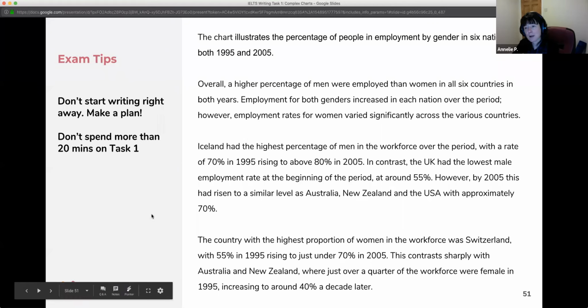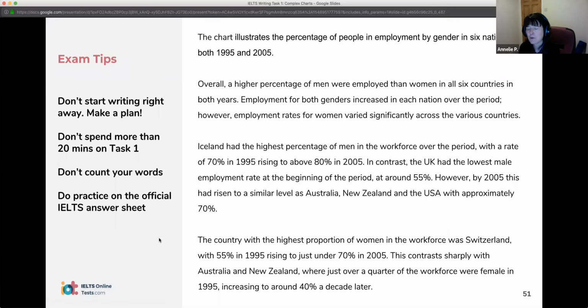As we said before, 20 minutes, you do not want to be spending more than 20 minutes on task 1. You do need the 40 minutes for task 2, and it does carry more weight in the marks. Okay. The next 2 sort of go together.